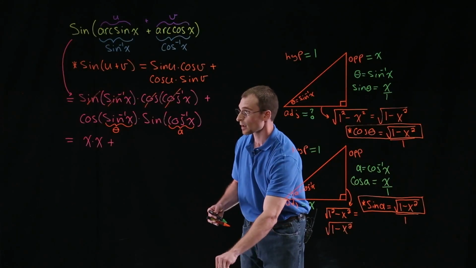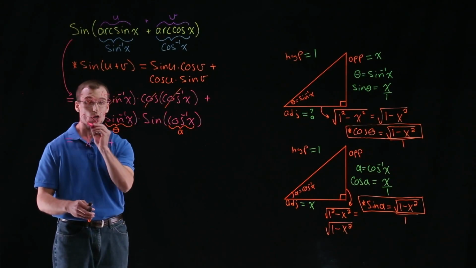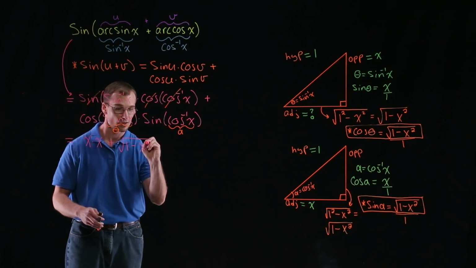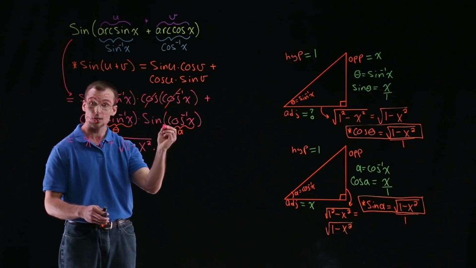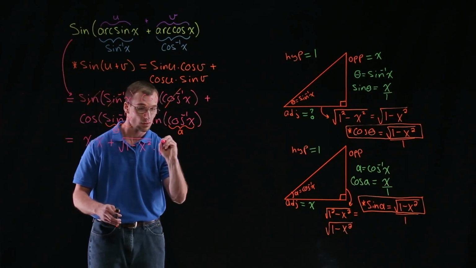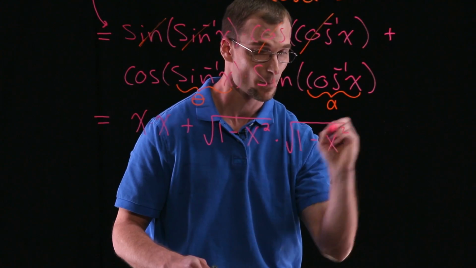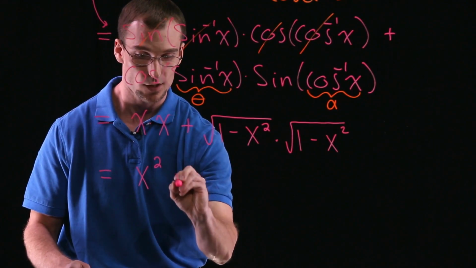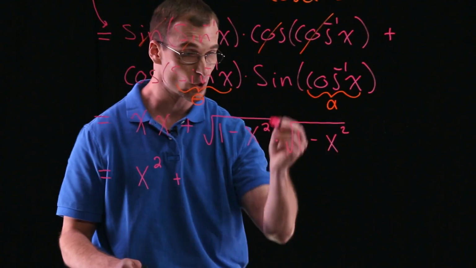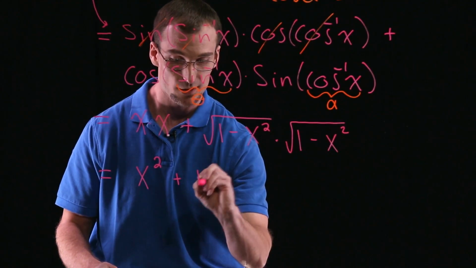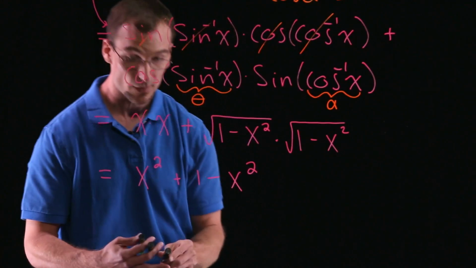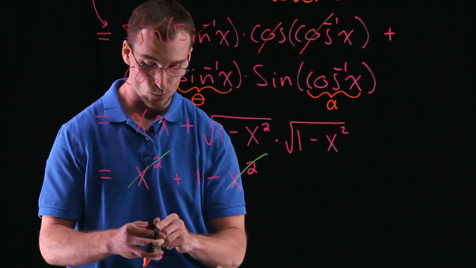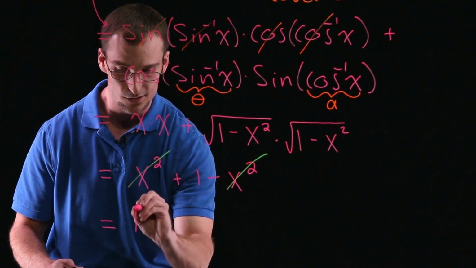So we have our cosine of theta and our sine of alpha, and we can plug those in over here. So coming back over, cosine of theta, or cosine of sine inverse, is square root of 1 minus x squared, times sine of alpha, or sine of cosine inverse, is square root of 1 minus x squared. So putting this together, x times x is x squared plus square root of 1 minus x squared times square root of 1 minus x squared gives us just the quantity 1 minus x squared. And so lastly, we see that our x squared minus x squared will cancel, leaving us with just the constant 1.